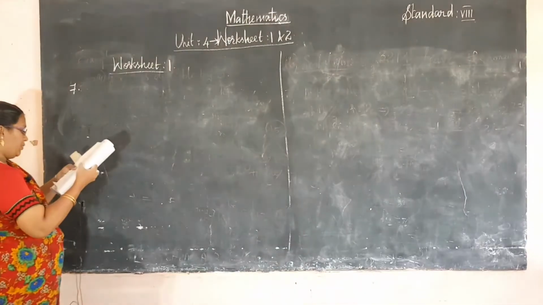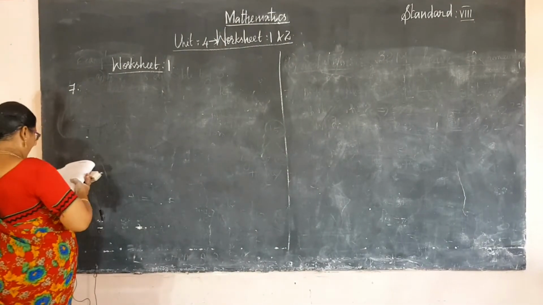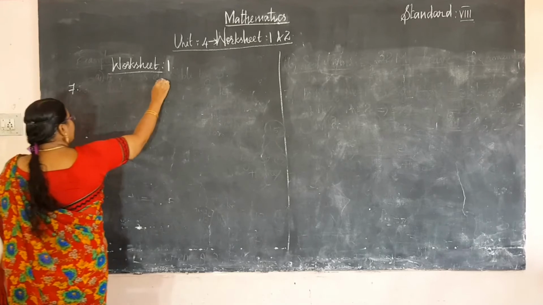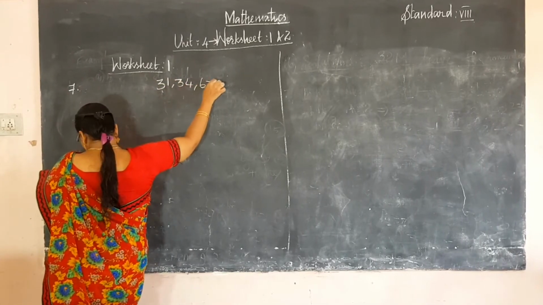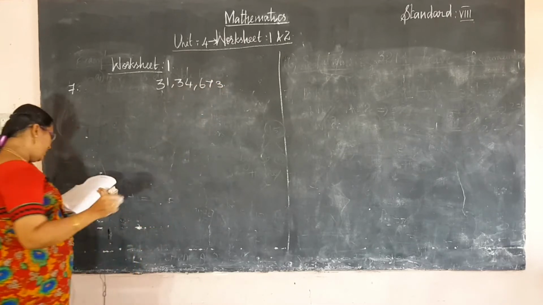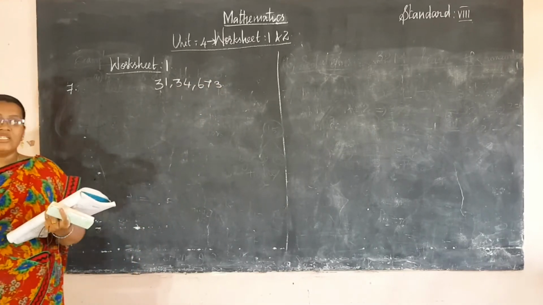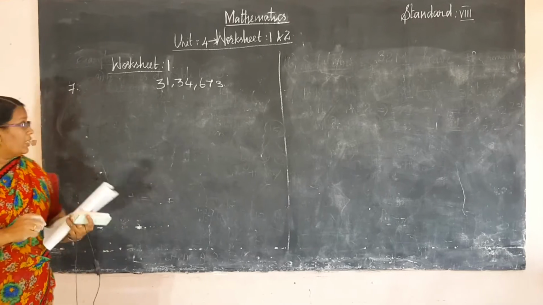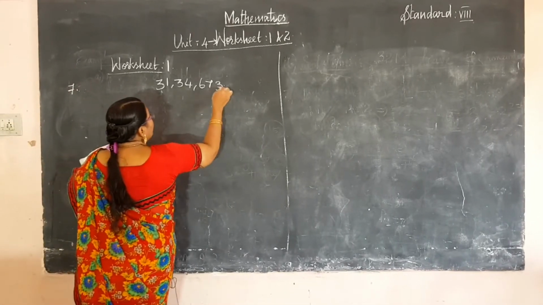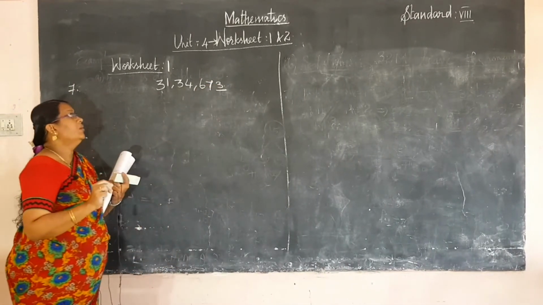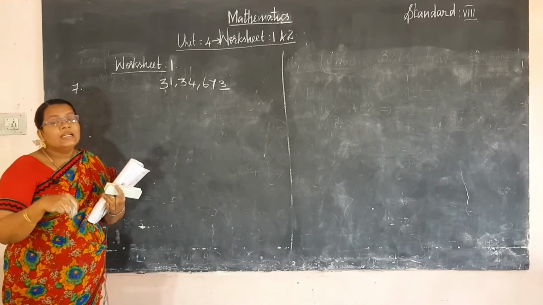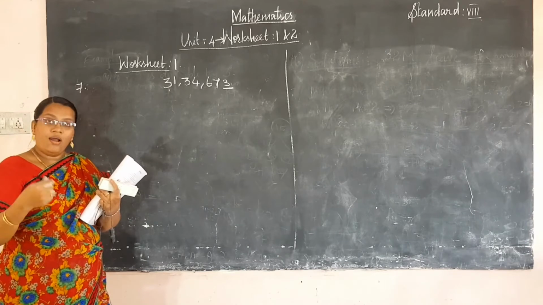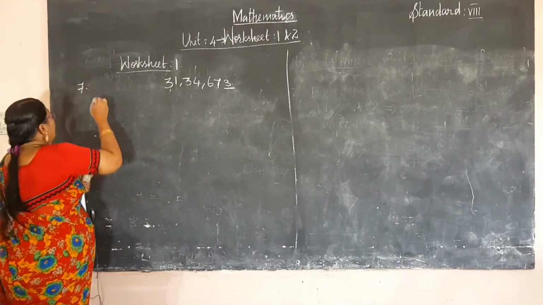Okay, next problem, the 7th one. The number 34,673 is divisible by which two numbers? Here the unit place is 3. So we will check whether the given number is divisible by 3 or 9. We will do it now.